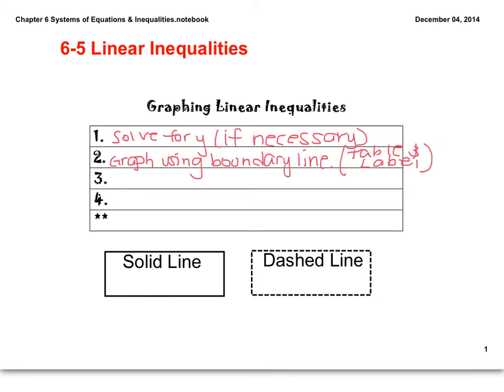The third is going to be a decision you make on your own, whether or not you use a solid line or a dashed line. And the fourth is probably going to be the toughest point, which is when we shade.